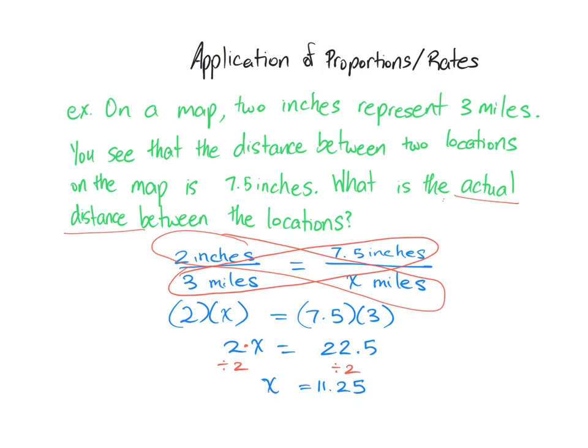Now, the question was asking about what's the actual distance between the locations. We cannot just put the answer as 11.25, even though we dropped the units earlier to help ourselves not be confused. We do have to go back, read the question, and recall that we were trying to find the number of miles. And so we have to make sure that we put our units back on to our final answer at the end. Our two locations are 11.25 miles apart. And that's it.